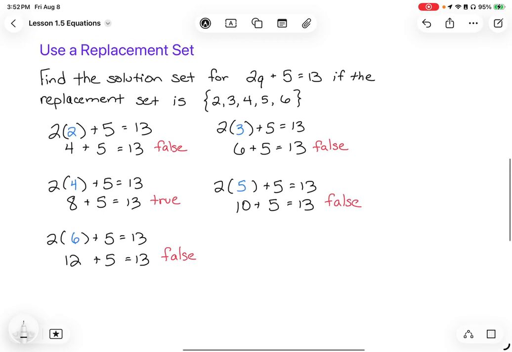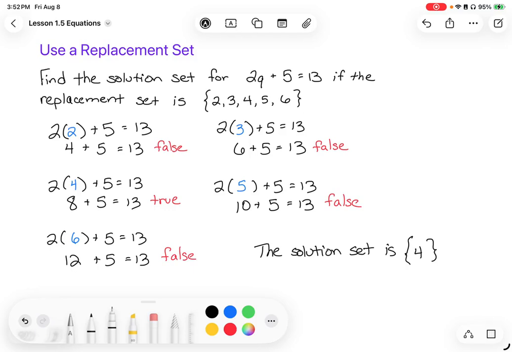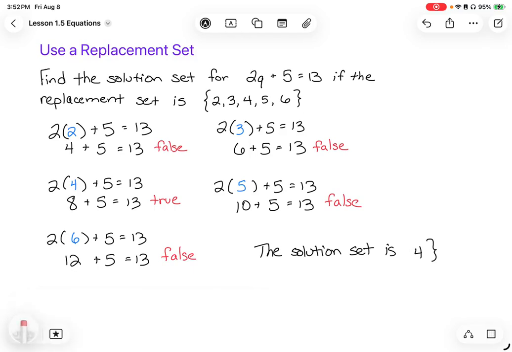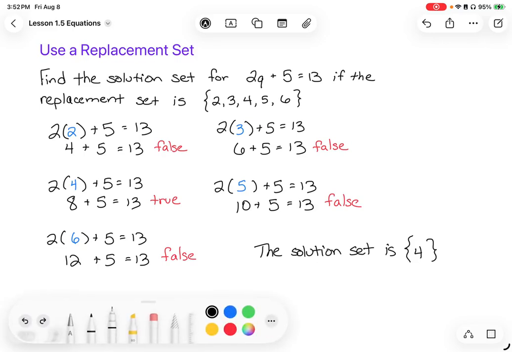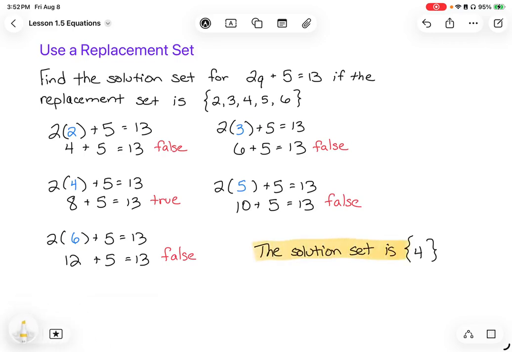So we say for our answer, the solution set is 4. And we put it in these curly brackets, these sort of curvy looking brackets here. The solution set is {4}, is what we write for our answer.